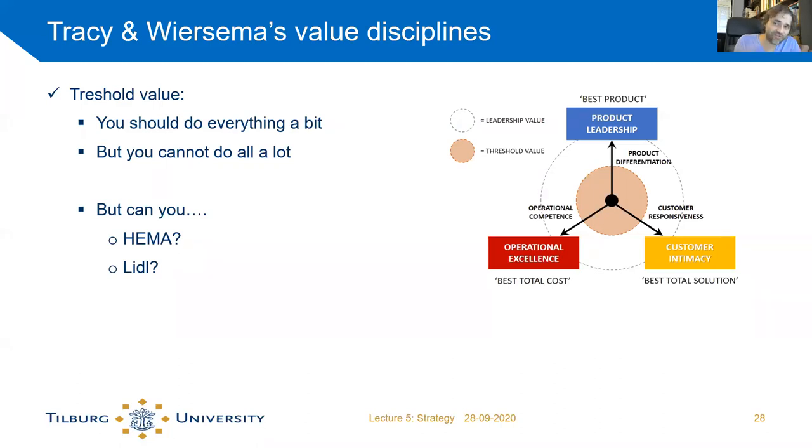So it's good to have a focus. So it's good to basically think, are we going to be cheap? Do we want to have a really specialized product? How important is customer satisfaction? But I think the threshold value can be larger than Treacy and Wiersema suppose.